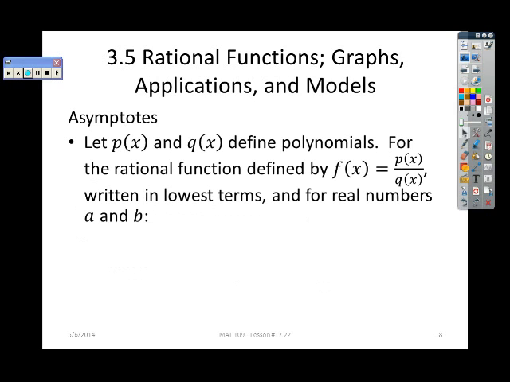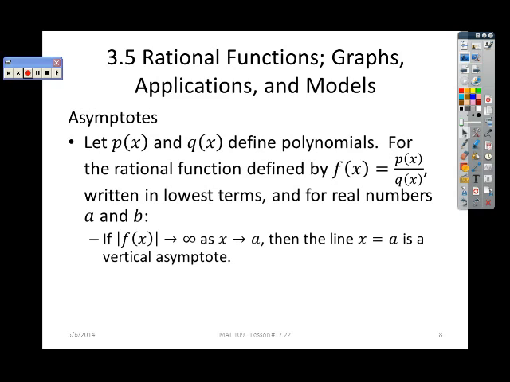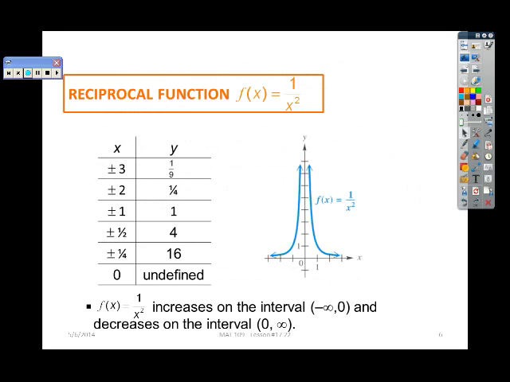Formal definition of what an asymptote is. If the function approaches infinity as x approaches a certain value, then we have a vertical asymptote. That's like the y-axis. As x approached 0, the function went to either plus infinity or minus infinity. So a vertical asymptote is where you get closer and closer to a value. So I'm getting closer and closer to 0 here, and my function's going to infinity.